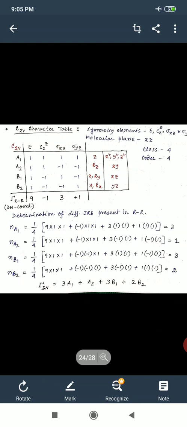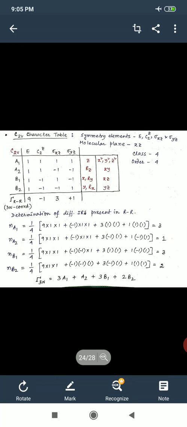From this character table we have also derived the different irreducible representations which are present in the reducible representation by using a mathematical trick. In today's class, if I add Na1 plus Na2 plus Nb1 plus Nb2, then we get 9, because in the water molecule the number of atoms is 3, so 3 into 3, that should be 9. Just to check one time, if it does not come 9, that means you have done something wrong in your representations.